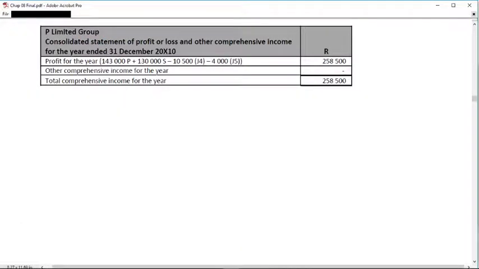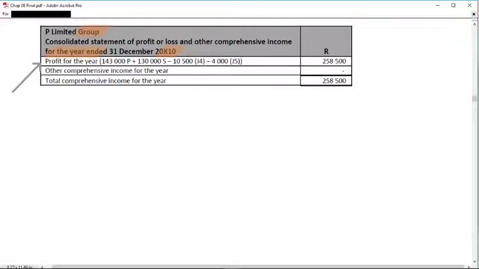We'll now look at the consolidated statement of profit and loss for the P Limited Group, and it's for the year ended 31 December 2010. The reason why this is such a shortened and condensed block is because that's the way the information was given in the trial balances. Please refer back to example 4.1 for a detailed example of all the line items in the consolidated statement and the effect of intragroup transactions on those line items.